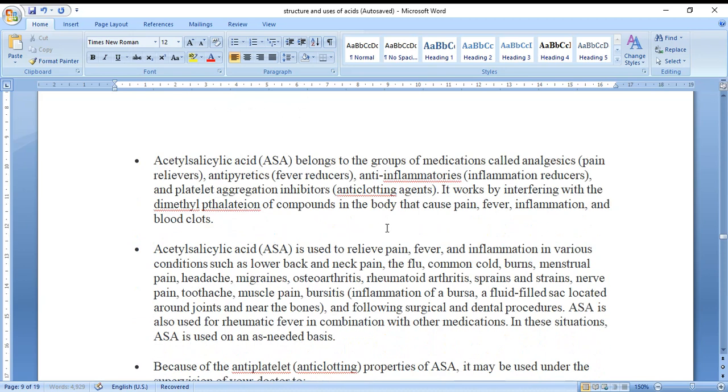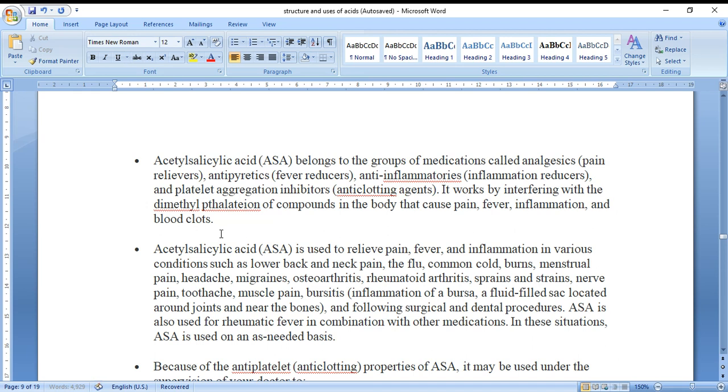And acetyl salicylic acid belongs to the group of medications. It can be used to reduce fever, so fever reducing agents are called antipyretics, and it can be used for pain reducing, that is analgesics, and inflammation reducing, anti-inflammatories. It is also used to inhibit platelet aggregation, that means it will inhibit clot formation. That's why it is used as an anti-clotting agent. And it also works by interfering with the compound in the body that causes pain, fever, inflammation, and blood clots.